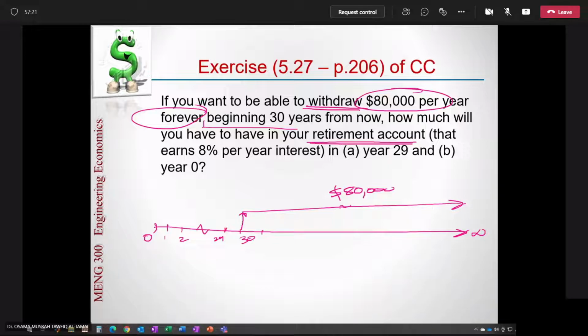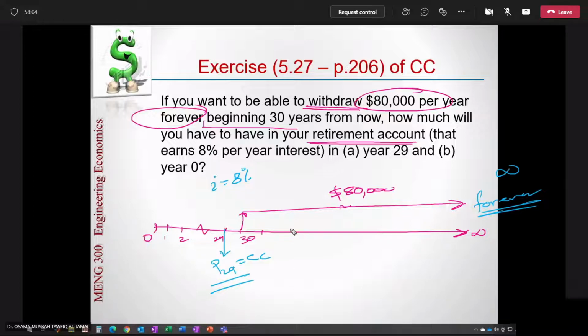How much will you have to have in your retirement account? How much are you supposed to have in the bank? How much will you have to have in your retirement account that earns 8% per year interest? First, we need to find the P at year 29. Since this is forever, it means infinity, i.e., that one will equal the capitalized cost.